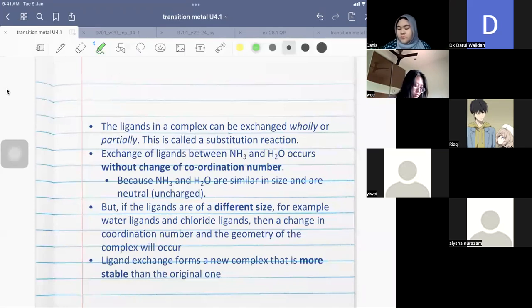Okay, so when we exchange the ligands, we don't just simply exchange them because we want to. The new complex ion being formed when we do the ligand exchange is because it is a more stable complex ion. Okay, if it's a less stable complex ion, then it wouldn't be formed. There will be no ligand exchange happening.